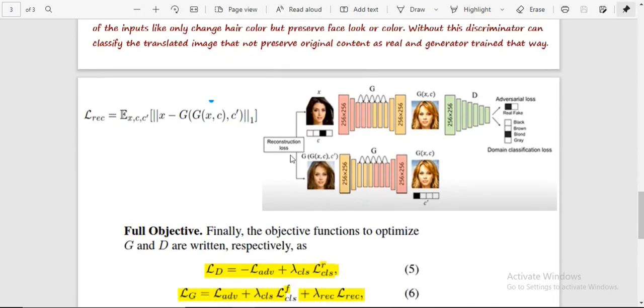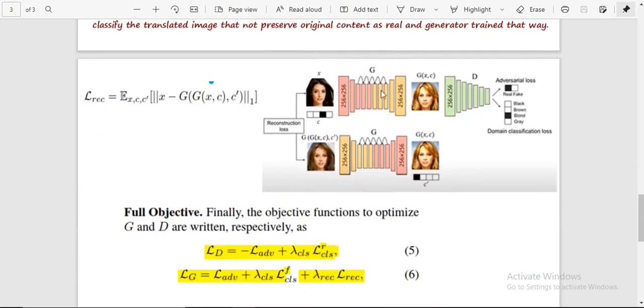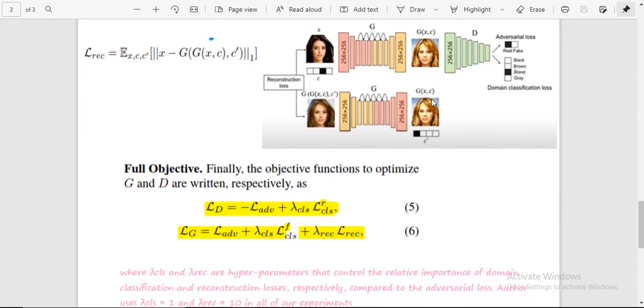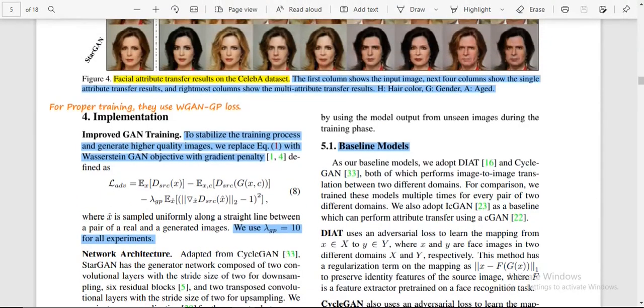And again, why we need this is that the domain classification loss does not guarantee that the generated image has the same attributes, the same structure or look as the input image. So this reconstruction loss gives a constraint to the generator, that it has to change only the hair, not the face, right? And so the full objective is this, the objective for the discriminator and the generator, right?